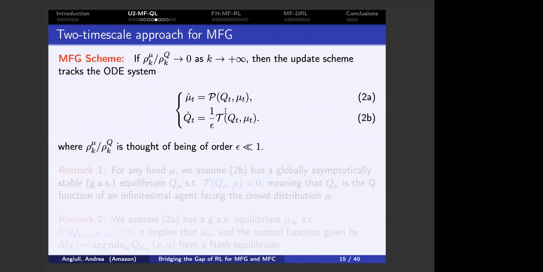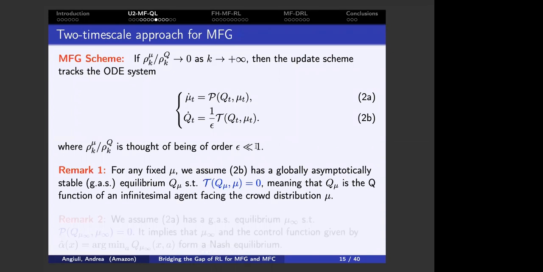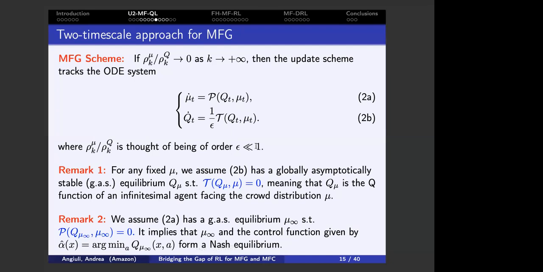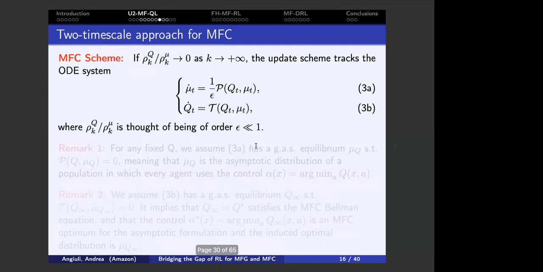Indeed, if we have a ratio rho mu over rho q that goes to 0 as k goes to infinity, the update rules track the ODE system that is shown in the slides, where epsilon is sufficiently lower than 1. And here we assume that equation 2b is a globally asymptotically stable equilibrium for each fixed mu, so that if we consider a Poisson distribution for the population, we can find an equilibrium q mu from which we can derive the optimal strategy. And also equation 2a has a GAS equilibrium, so that we can find mu infinity, so that P(q infinity, mu infinity) is equal to 0. And this actually implies that the pair mu infinity and the corresponding control function derived from q mu infinity forms a Nash equilibrium.